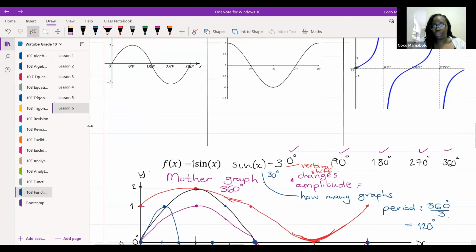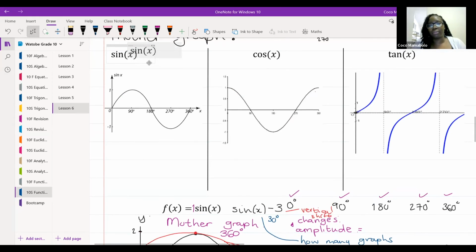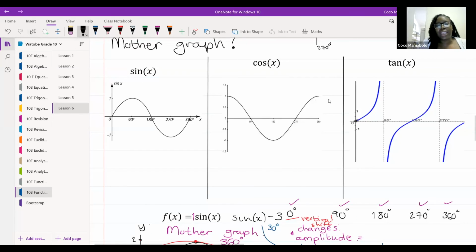All right, so here are our mother graphs. I've given you guys the mother graphs already, right? We're going to start with sine. So the mother graph of sine is normally 1 sine x, right? If I put a number in front here, let's just call this f of x is equal to a sine x. What will my a do to my graph? If I put a number in front, what will it do to my graph?